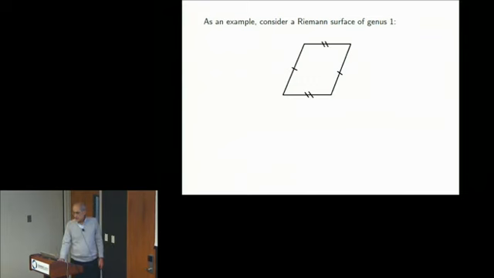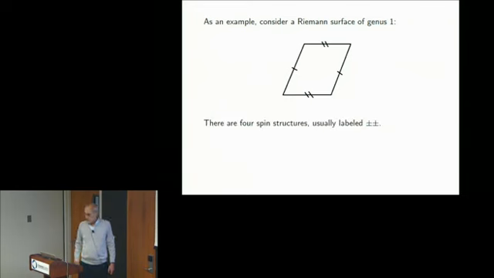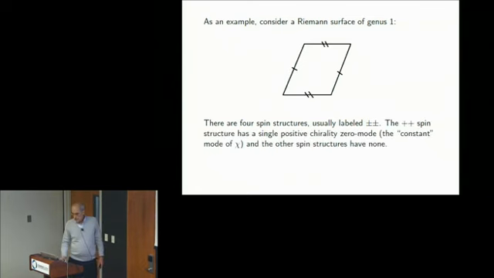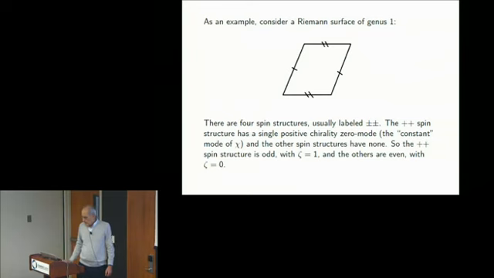As an example, here's a Riemann surface of genus 1. You take a parallelogram and identify opposite sides. There are 4 spin structures where fermions either change sign or don't change sign under parallel transport from left to right or from top to bottom. In the plus plus case, there's a single 0 mode, the constant mode, where chi is a constant in the coordinates given by the flat metric on the screen. And the other spin structures have no 0 modes because the constant mode wouldn't have the right anti-periodicity. So the plus plus spin structure has zeta equals 1, and the others have zeta equals 0.